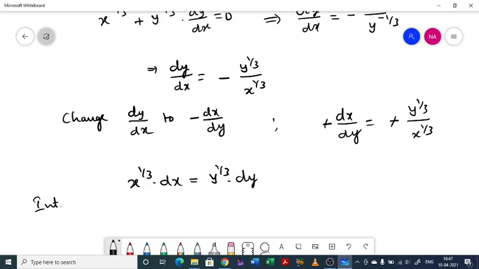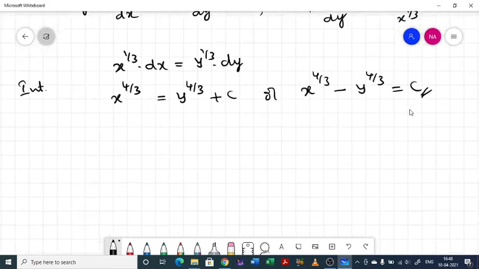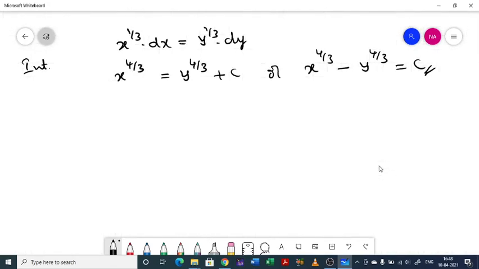Integrating. So this will be x power 1 by 3 plus 1, that is x power 4 by 3 equal to y power 4 by 3 plus c, or x power 4 by 3 minus y power 4 by 3 equal to c. So that is the required orthogonal trajectory. Next we have one more problem C. Problem C we have.